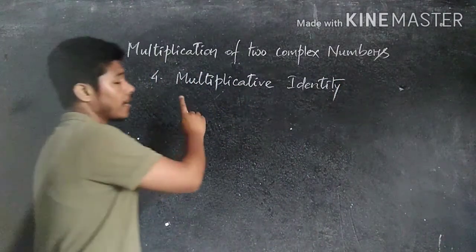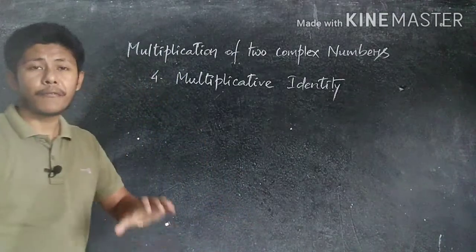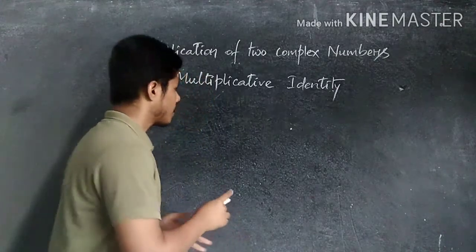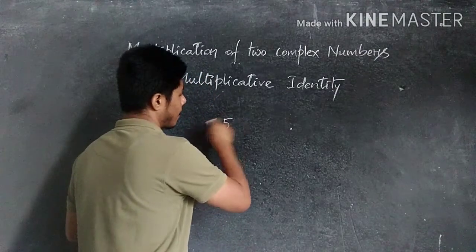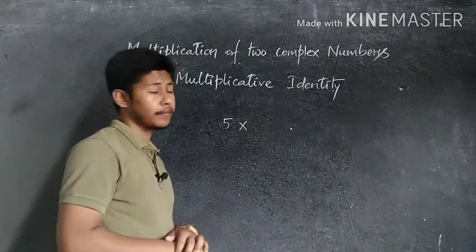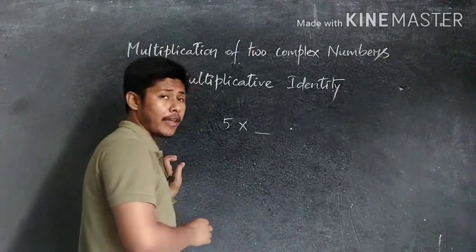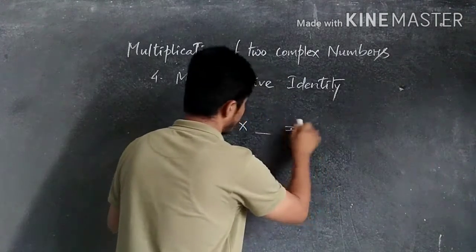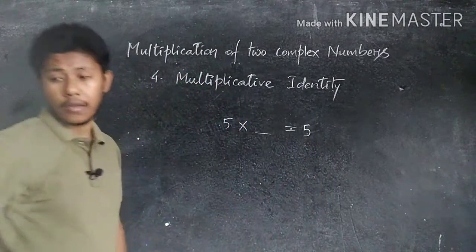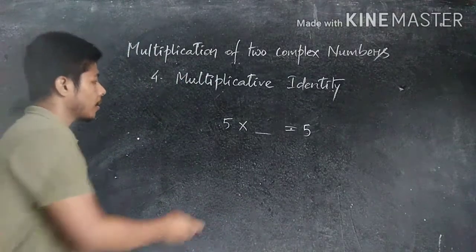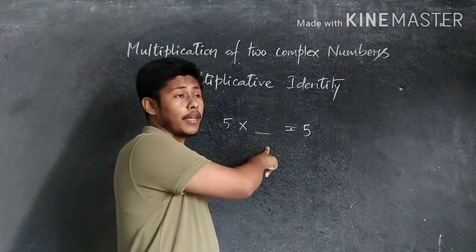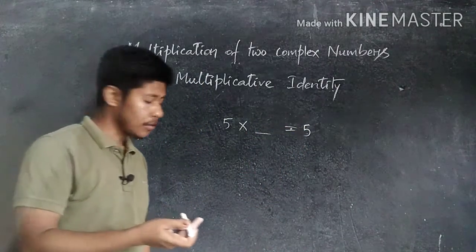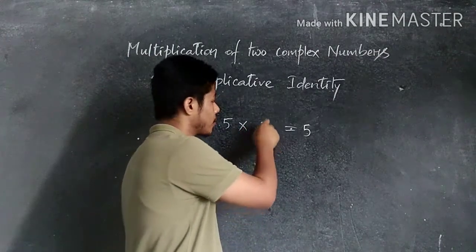So multiplicative identity. Before we start with complex numbers, let's take a real number. Suppose we consider 5. The question arises here: how much do we have to multiply by to get the same result itself? This one you have to do first. So now, 5 into how much do you have to multiply to get the result 5? Very simple question, isn't it? So in this case, how much do you have to multiply? Obviously 1.